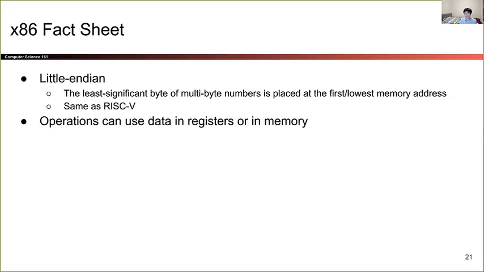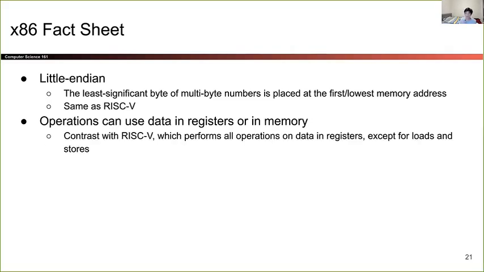Second thing is that operations can use data either in registers or in memory. So in RISC-V, you could only use data that's in registers. So if you wanted to do something with data, you would have to use a load instruction to load it into a register, and then say an add instruction to operate on that data. In x86, you can actually do that all in one instruction. It automatically accesses memory and then does some operation on it and maybe even stores it back to memory. So it's a lot more complex in that way, which is why it's a complex instruction set architecture.